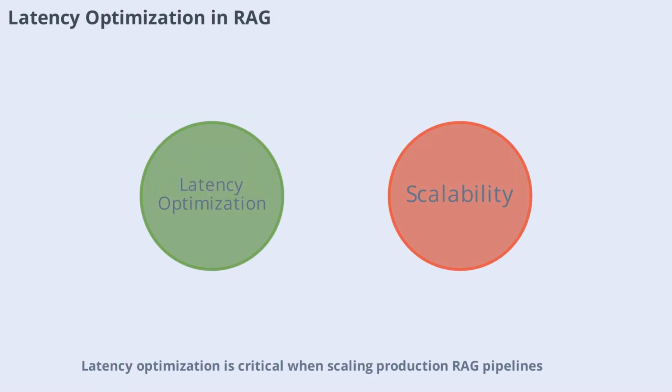Latency optimization is critical when scaling production RAG pipelines. Since execution paths are sequential, delays can quickly add up. To reduce latency, run vector and keyword searches in parallel, use asynchronous embedding API calls, deploy high-performance reranking servers, and stream generation tokens to the client in real time.